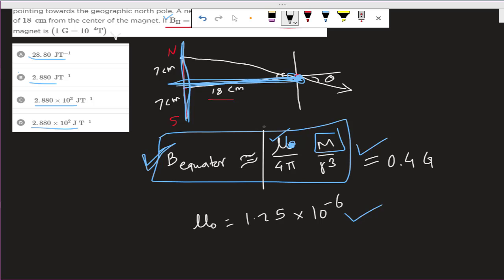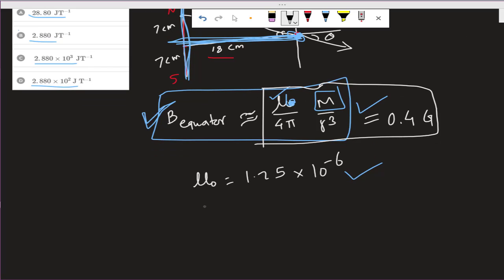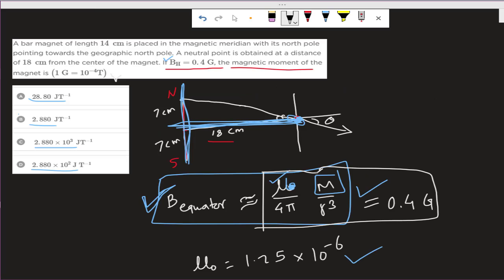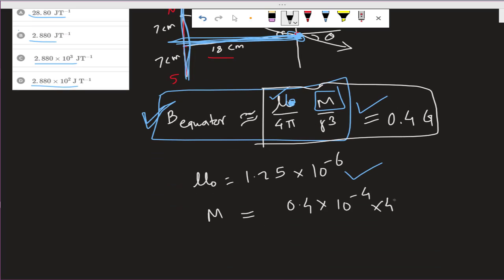So all you have to do is solve this equation and you should be able to find the value of M, because we know mu 0, we know the distance R, right? This distance is 18 centimeter, so we will have to convert it into meter as well. And the magnetic field is also available. So just solve this one. We can write magnetic moment M is equal to 0.4 into 10 raised to minus 4 into 4 pi into R cube divided by mu 0.